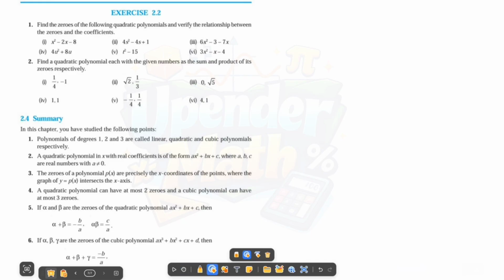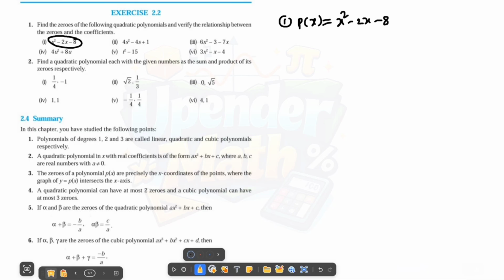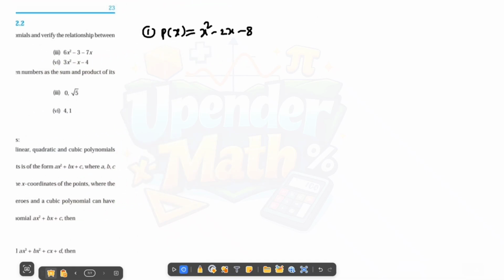Now let's see exercise second problem. First bit, find the zeros of the quadratic polynomials and verify the relationship between the zeros and coefficients. So first, what is the first one? x square. Let us think this is p of x. P of x is equal to x square minus 2x minus 8. So we have to find the zeros and verify the relationship between zeros and coefficients.